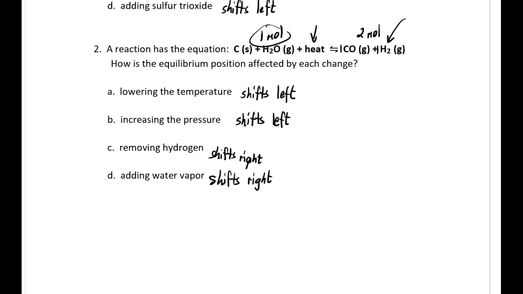And what happens if water vapor is added? Well, the reaction will respond by trying to get rid of that extra water vapor. Here's where water is located. The reaction needs to use up the extra water. So water is used when the forward reaction changes it into this stuff. So the equilibrium shifts to the right.